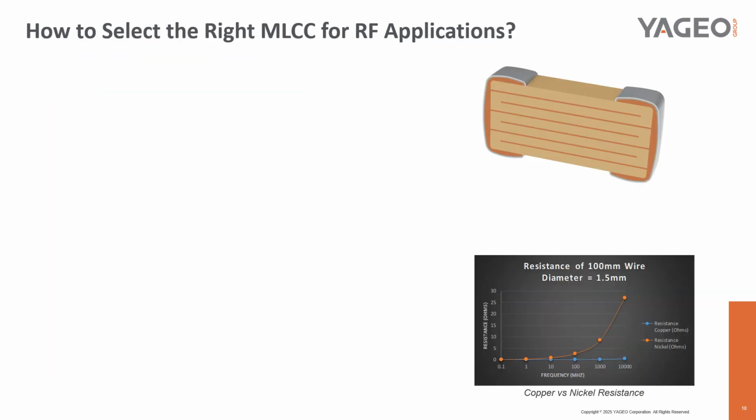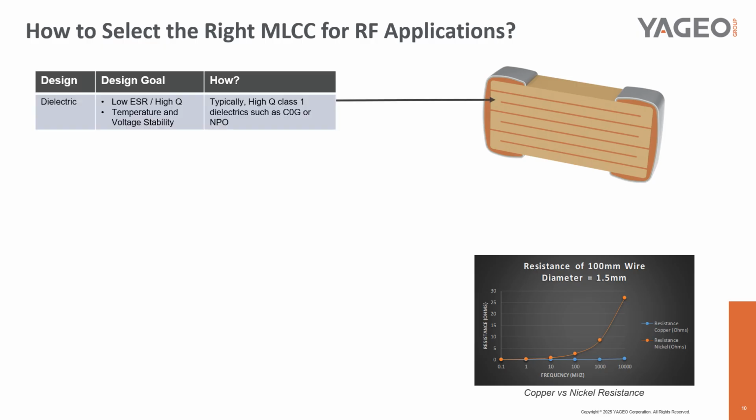Now, after looking at those design characteristics, how do we optimize a ceramic capacitor to be favorable at high frequencies? Well, the first thing we must do is to choose the right dielectric for the capacitor. The design goal here is to choose a dielectric that provides very low loss and provides good capacitance stability over temperature and voltage. Typically, these are high Q class 1 dielectrics such as C0G or NP0.